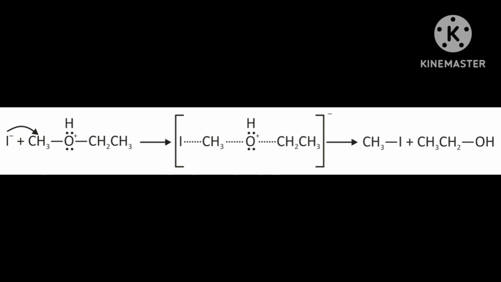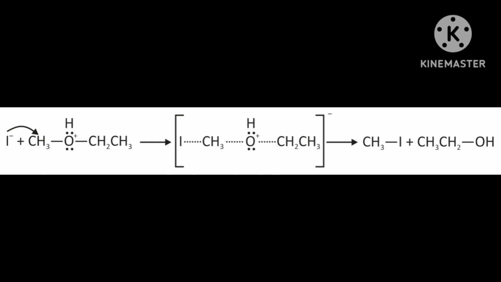Oxygen got back its electron, which it had donated to hydrogen. When the methyl group bond broke, oxygen got that electron and the positive charge neutralized, and you will get ethyl alcohol, CH3CH2OH. This is the intermediate for a short period, when I is approaching CH3.